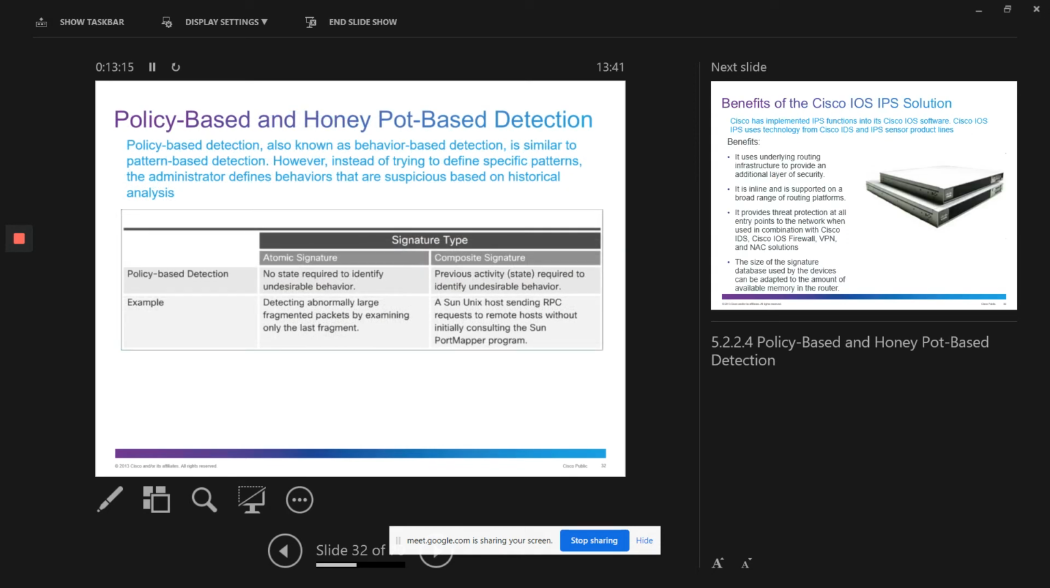Then after that, you have policy-based or honeypot-based detection. The policy-based detection is also called behavior-based detection. It is similar to the pattern-based detection that we discussed. The only difference is that instead of trying to define a specific pattern, the administrator or the network engineer defines behavior that is suspicious based on historical analysis. Okay. Then you have again two types, atomic and composite. In atomic, no state is required to identify undesirable behavior, while in the other case, previous activities are required to identify these behaviors.